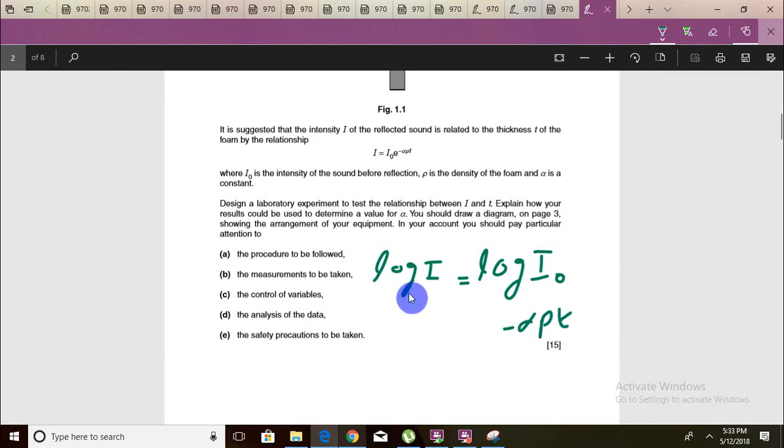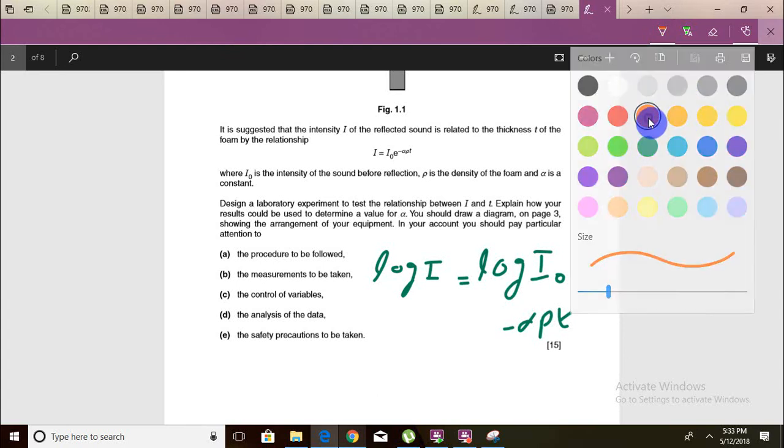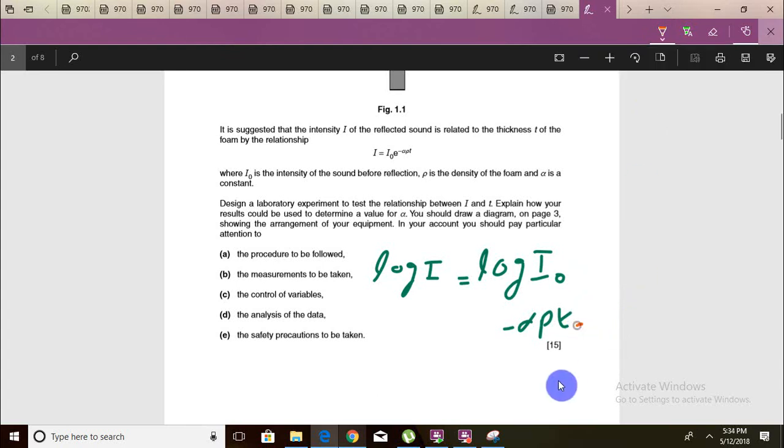So what is the dependent and what is the independent? So we know t is the independent, so it's on the x-axis. I is the dependent, y-axis. So if we plot log I against t, you should get a graph that is a straight line with negative gradient, right? And c will be equivalent to log I naught.